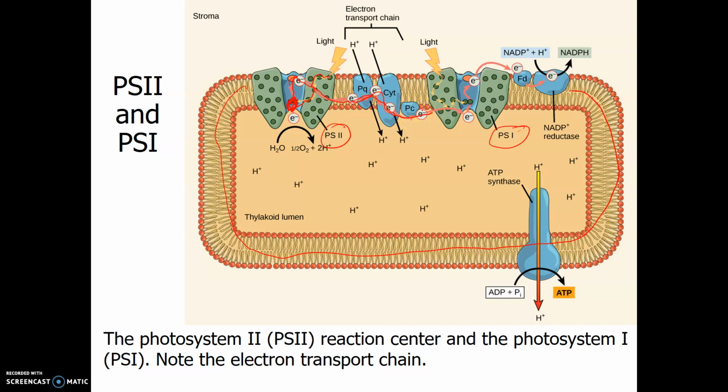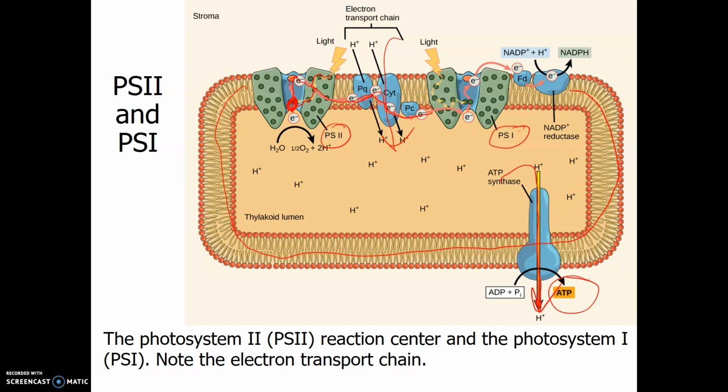So as the electrons pass down the electron transport chain, hydrogen ions are pumped into the thylakoid, and the concentration of hydrogen ions builds up inside the thylakoid, and then when they pass back through the ATP synthase, that energy is used to generate ATP, to add a phosphate to ADP and generate ATP.